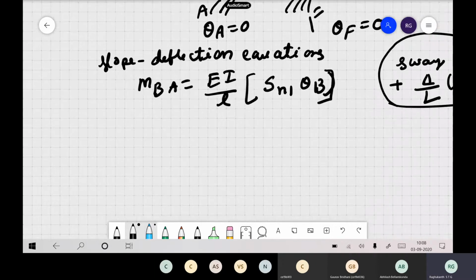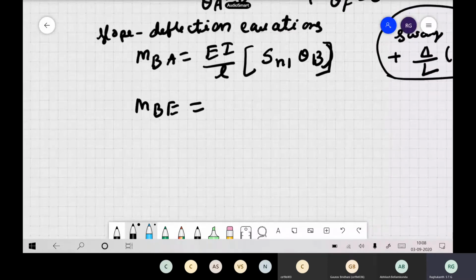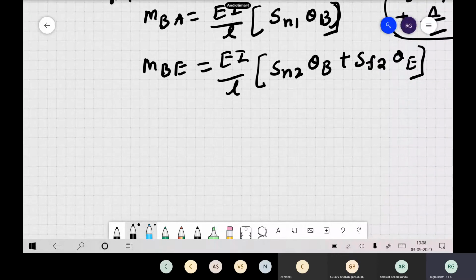Okay, so now this is MBA, then MBE. MBE is nothing but your beam actually. If you see this one, this comes for the beam. So MBE, this also you can write as EI by L. The notation is slightly different, so theta B plus F2, I'm just changing the notation, theta E, and there is no delta by L because there is no sway.